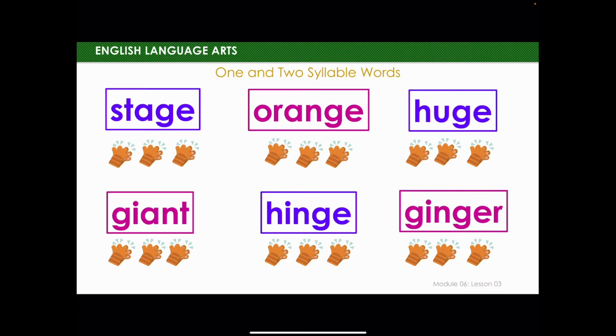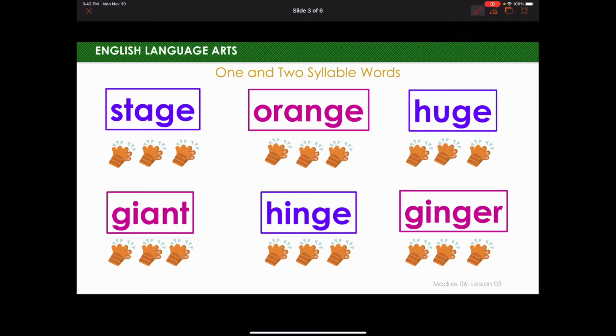Okay, these are all soft G words. As you can see, they're all followed by E or I. So let's practice reading some of these words. This is still a magic E. So in this instance, I have stage. Stage. Let's look at the next one. Okay, G says J in this word because it's followed by an E, so it's the soft G sound. So we have orange. Let's put it together. Orange.